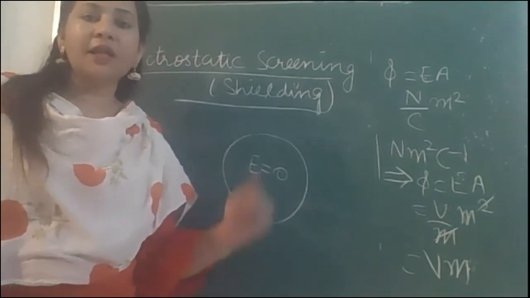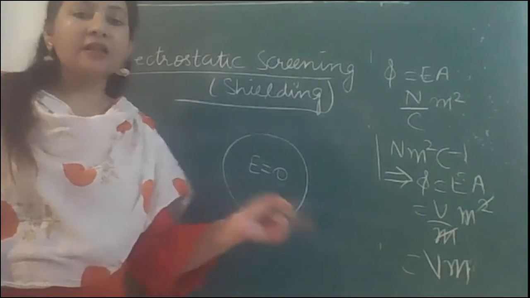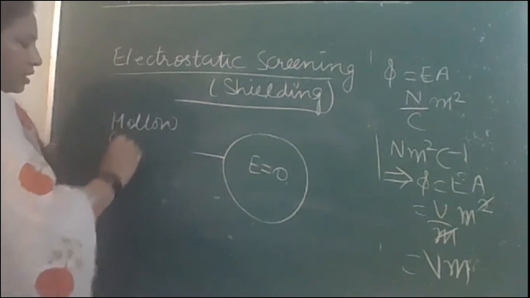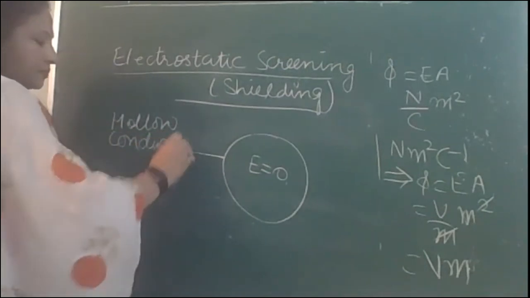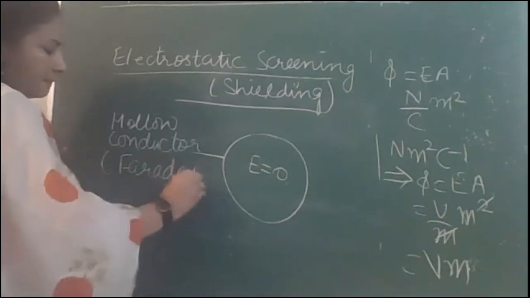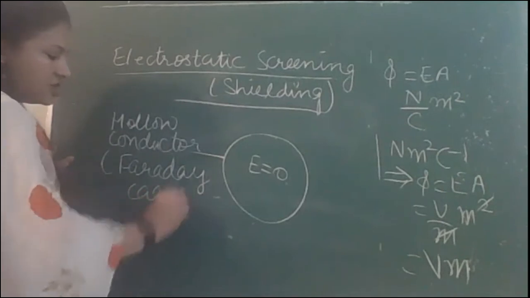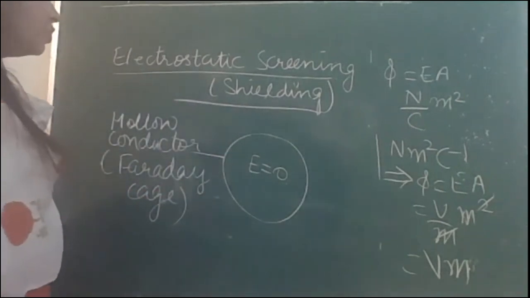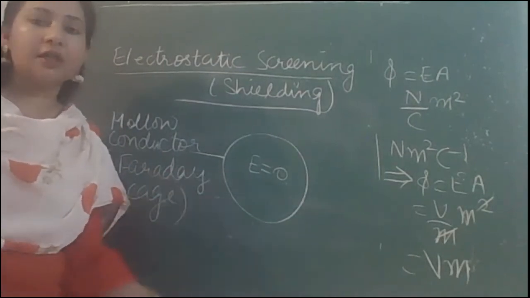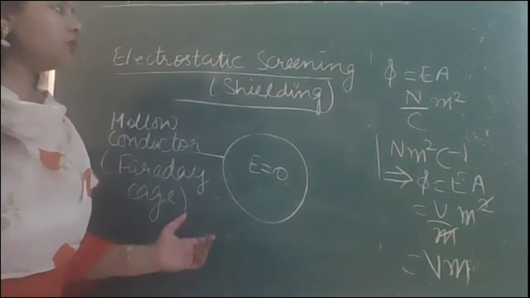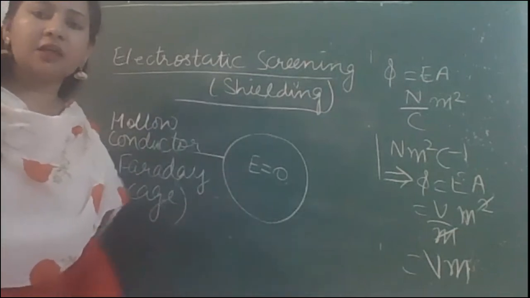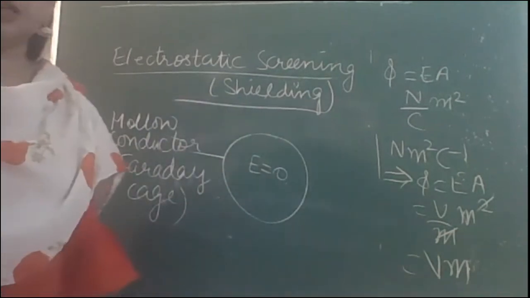This process is called electrostatic shielding or screening. And this hollow conductor, in that case, will be called Faraday cage. This hollow conductor is named Faraday cage. So what are Faraday cages? These are hollow conductors. They are used to protect delicate electrical appliances from external unwanted electric fields. लिख लीजिए definition. What is electrostatic shielding, screening और Faraday cages? सभी की एक ही हो जाएगी. So लिखिए what is electrostatic screening or shielding?